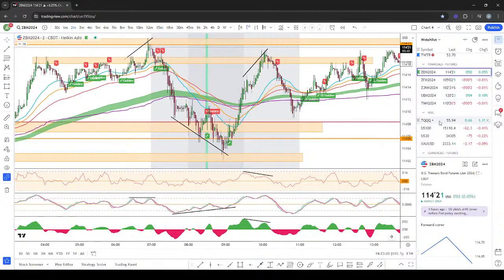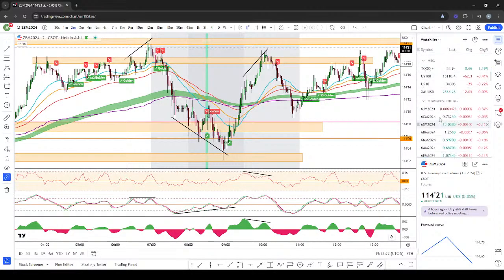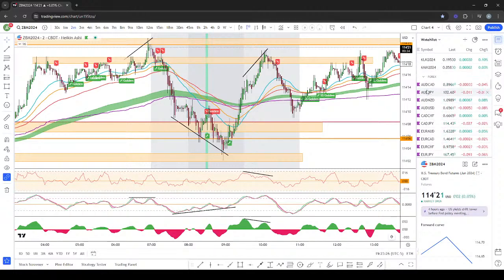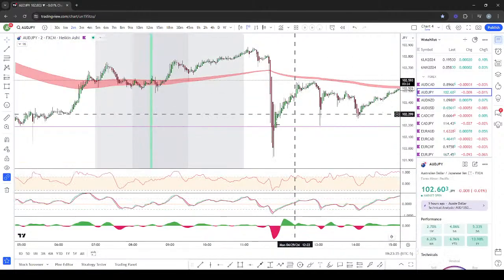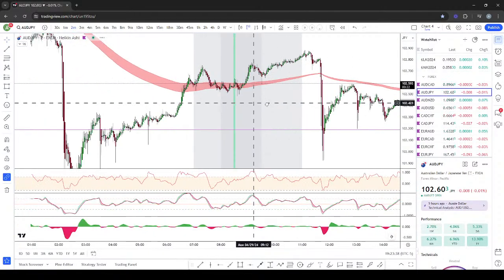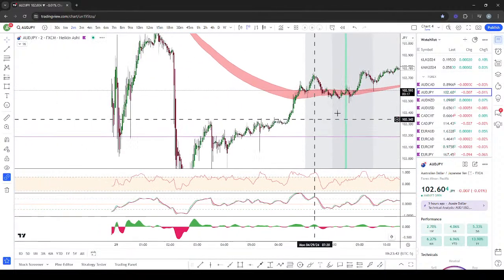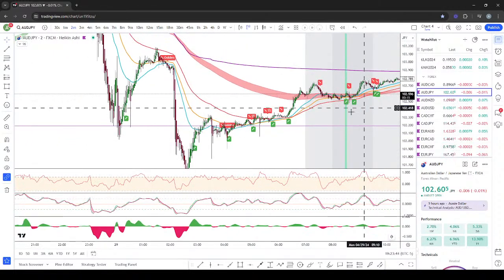We'll take a look at another one here. This also works for Forex. Let's take a look at the Australian dollar versus the Japanese yen and see what's happening here. During the open it got a little bit flat right here, but that's okay. This happens.